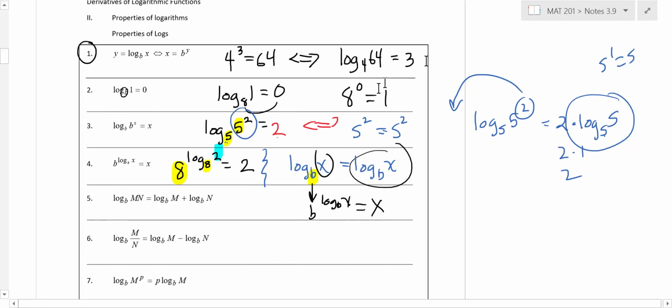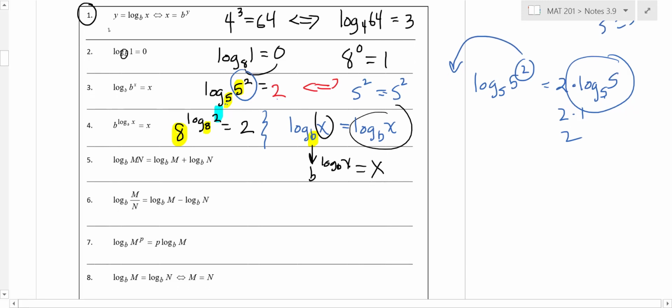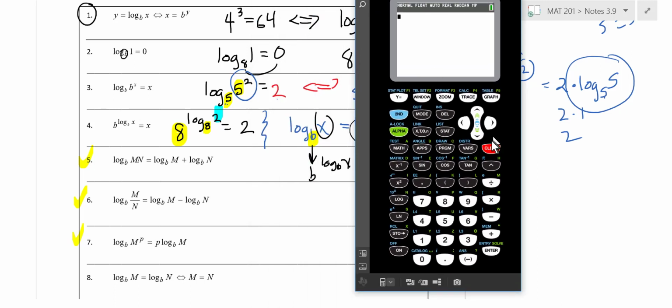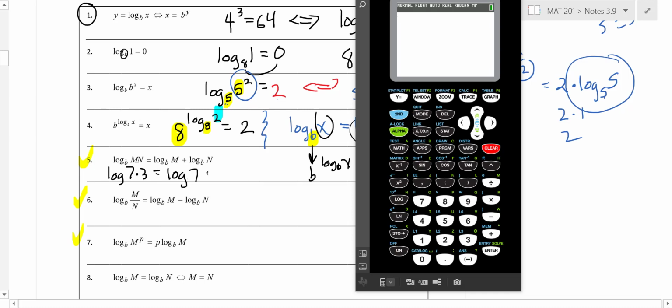Okay. Then the next thing I want to look at is these properties you'll do quite a bit as well. So these kind of go like this. I'm just going to give you maybe one example of each. And I'm not going to do a proof of this. I'm going to do more of a calculator demonstration, I guess, is what I'll do. So let's say, for instance, that you had the log of 7 times 3. According to this, that's the same as the log of 7 plus the log of 3. Okay, I'll just show you. This is not a proof, it's a demonstration.